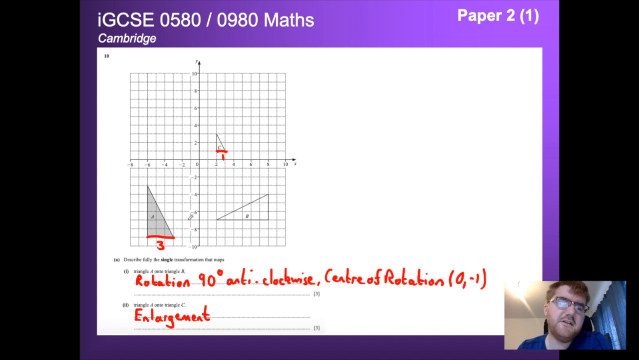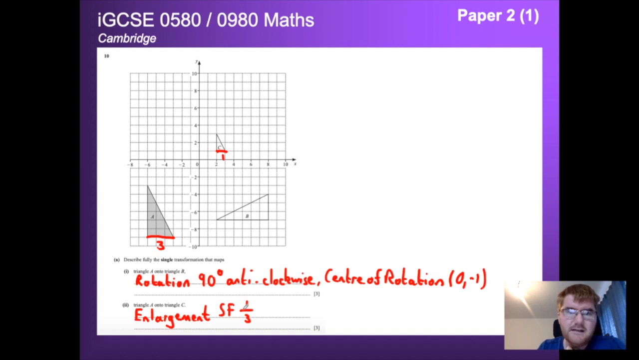What do you do to 3 to get to 1? Well, we divide by 3, and that's the same as timesing by 1/3. So our scale factor is going to be 1/3. Remember, we're going from A to C here, not C to A, which is why this is 1/3 and not 3 instead. And now we need to work out where the enlargement point is.